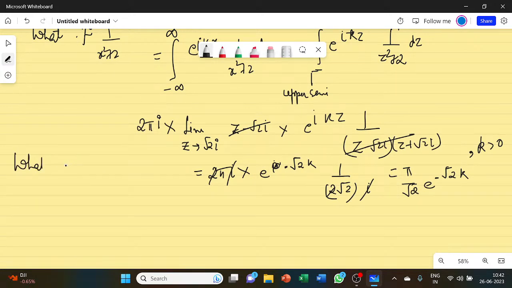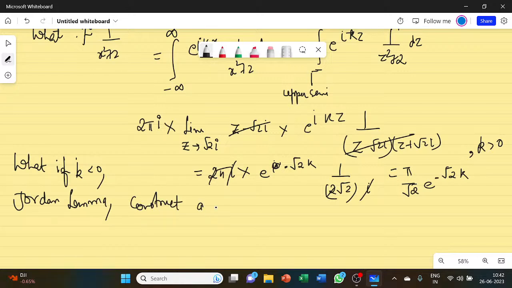What if k is less than 0? Then the Jordan lemma suggests that the integration that you're doing on the upper half, you have to do on the lower half. Then construct a semicircle on the lower half. Semicircular contour on the lower half.